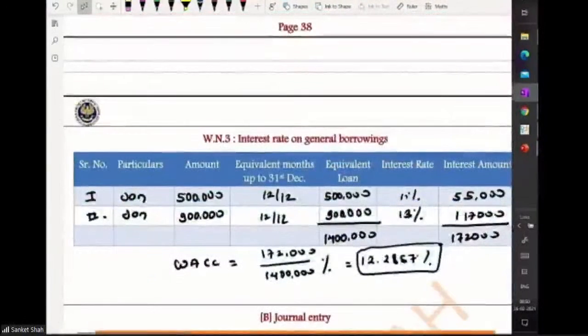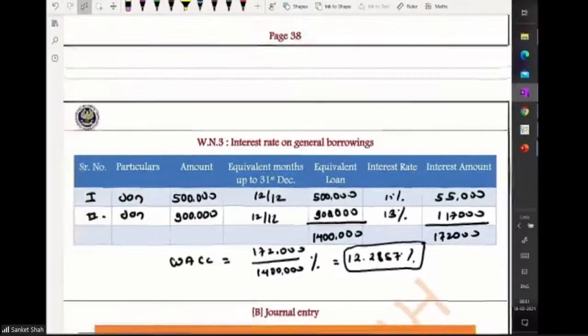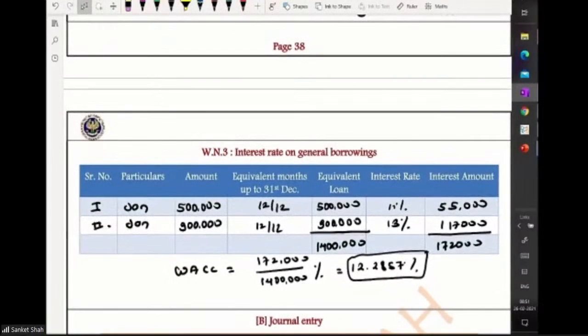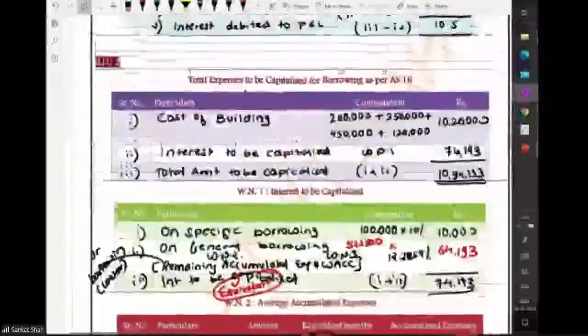And the last one, interest rate on general borrowing. The format will be serial number, particulars, amount, equivalent months up to 31st December, equivalent loan, interest rate, interest amount. If you recall the format in the exam, it is very easy to present the answer. It is very easy. Okay.